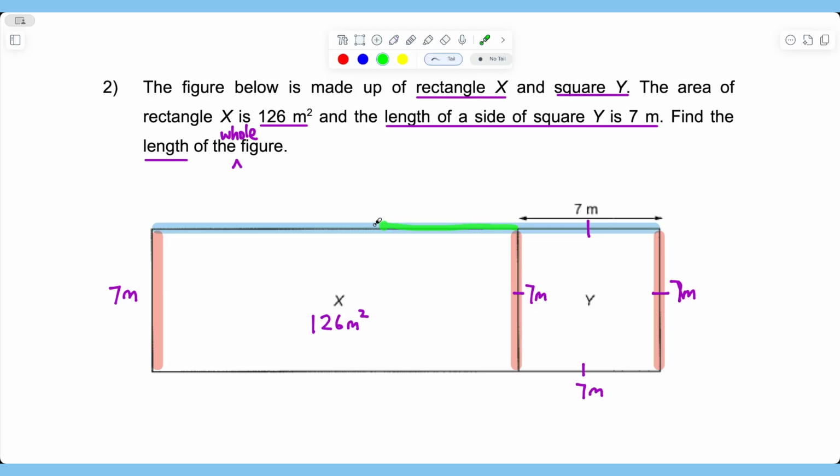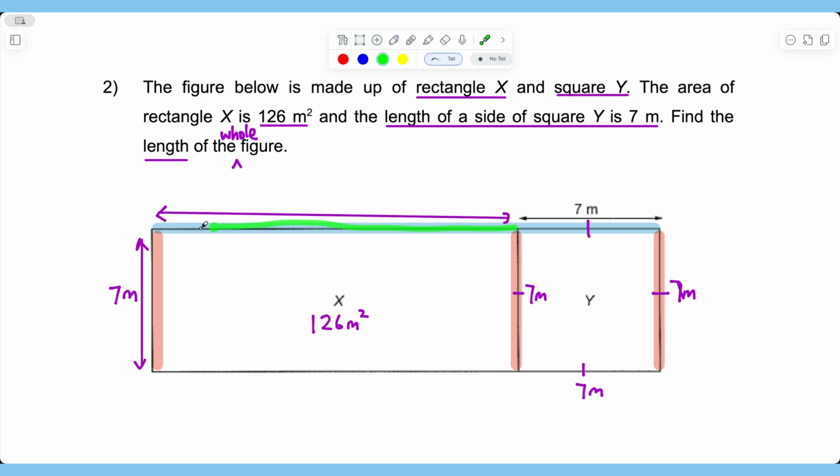Let's consider only the rectangle X. So the rectangle X, the area is 126 meters squared. And how do we get this area? The area will be the length here times the breadth of the rectangle X.